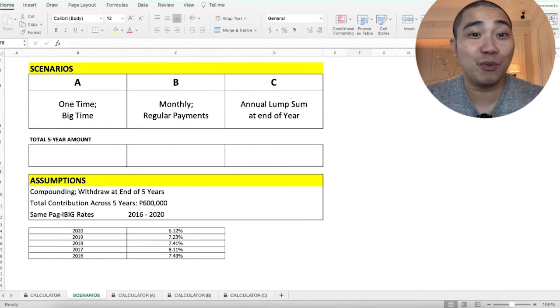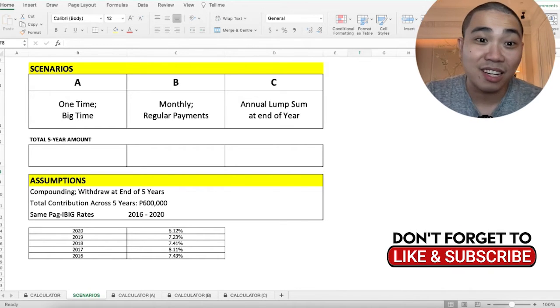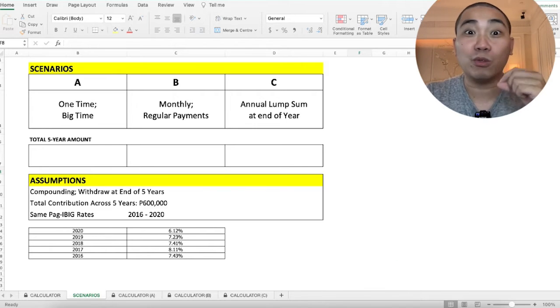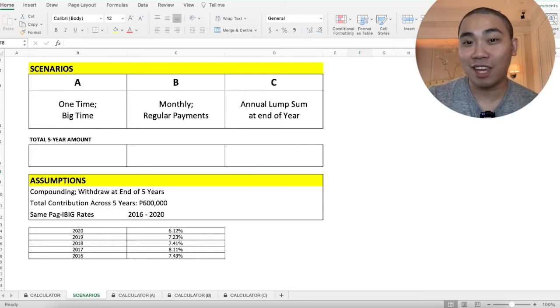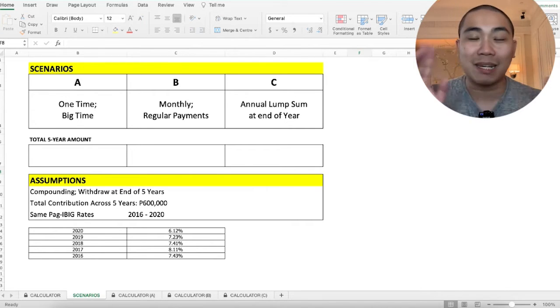So for this video, we're gonna talk about 3 distinct scenarios. So in these scenarios, ang gagawin natin is to find out ano ba yung total 5-year amount if you invest a specific amount of money. In this case, inassume ko that the person will invest 10,000 pesos per month. So patas-patas silang lahat. Over 5 years, that's about 600,000 pesos.